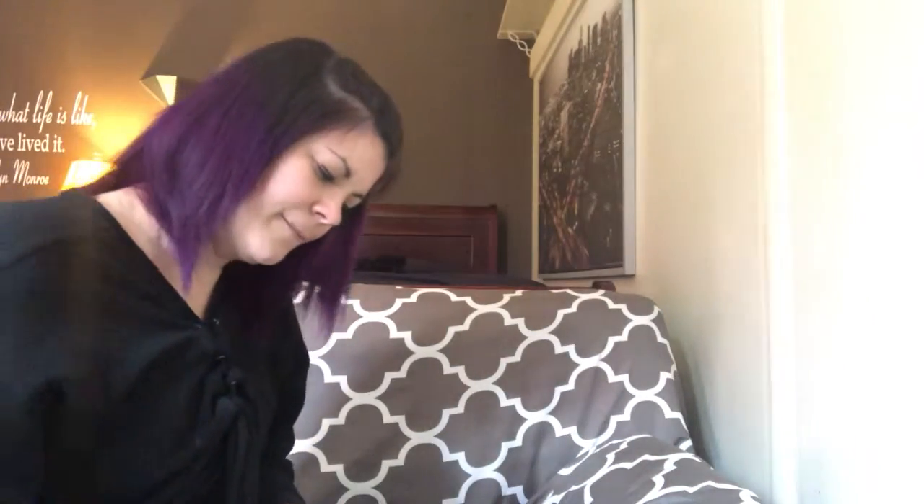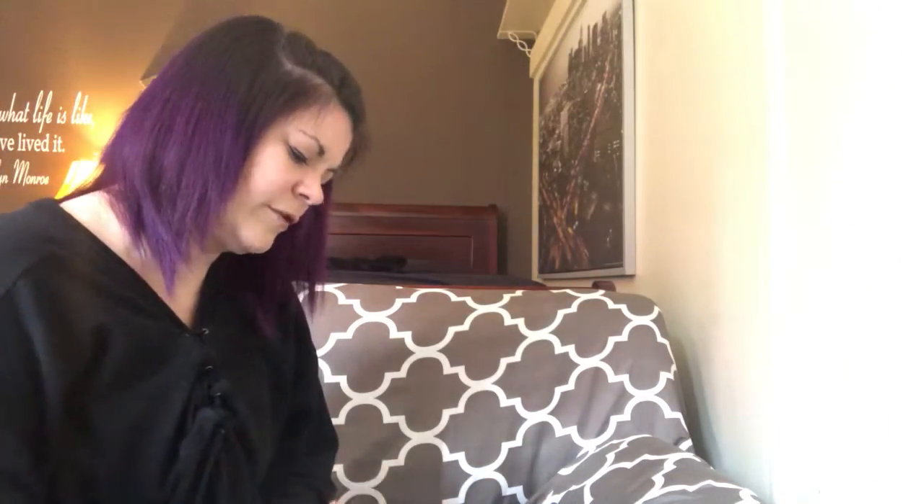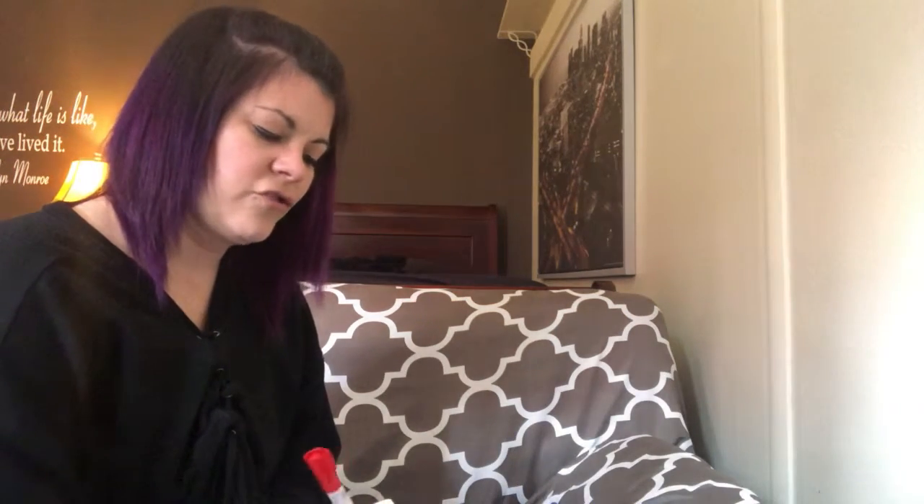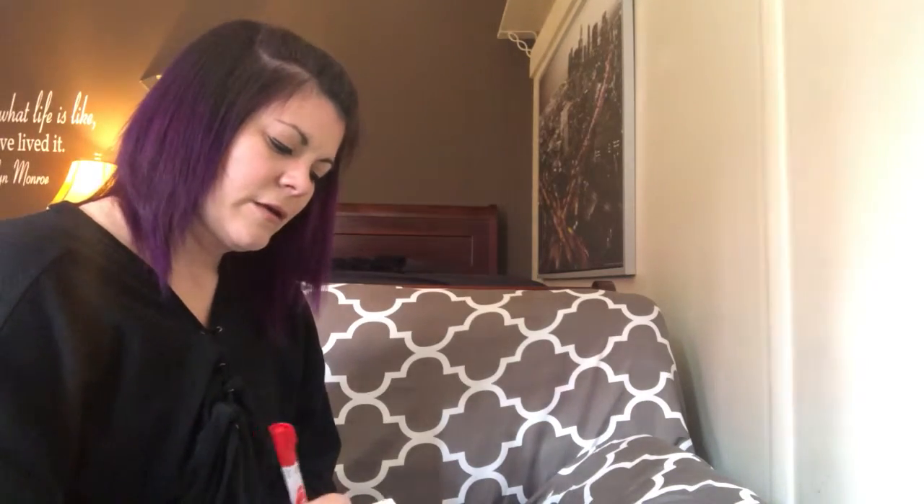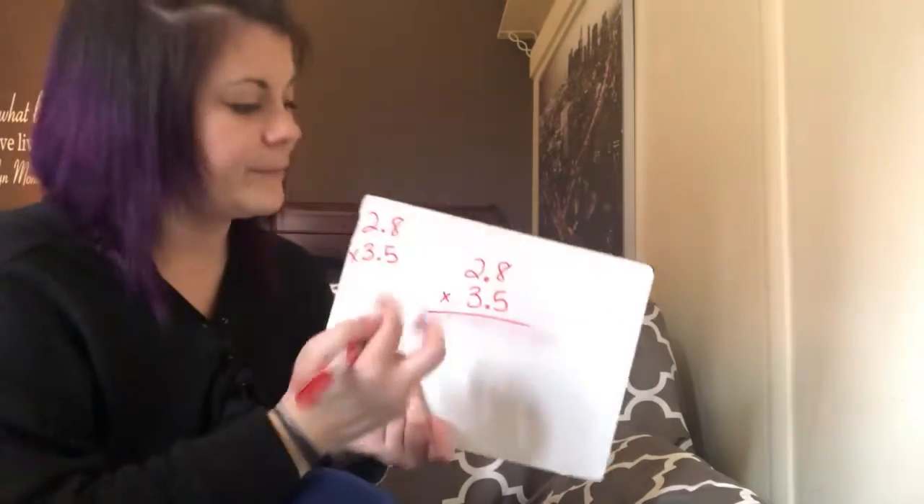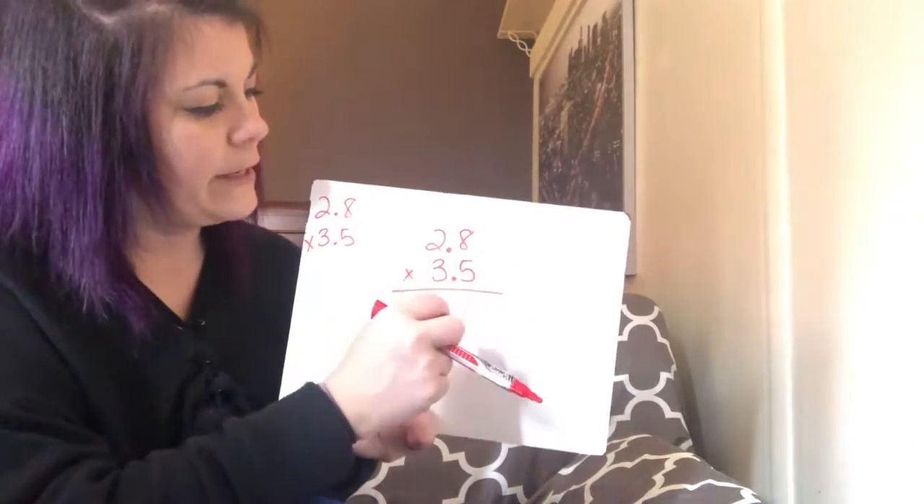Okay, an area model. Let's do 2 digits by 2 digits. So we'll keep that 2.8, and then we'll multiply it by 3.5. Again, when you do the traditional method, since they both have the same amount of digits, it doesn't matter. We don't have to line up decimals or anything like we do with addition and subtraction. But we're going to do it this way.